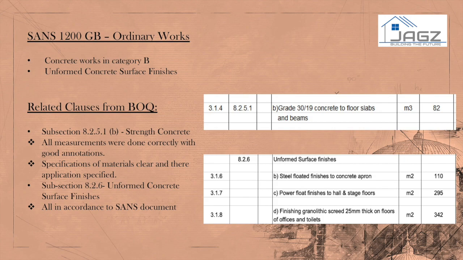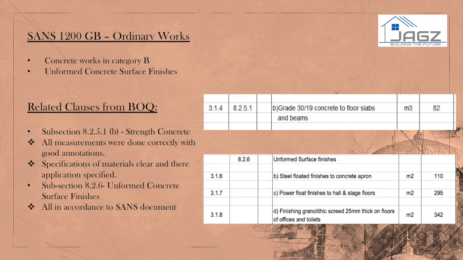Subsection 8.2.5.1b Strength concrete. This section states that the grade and elements to be cast in the work should be stated. The type of cement to be used shall be stated, except in the case where the normal Portland cement is specified. The unit of measurement is cubic meters.